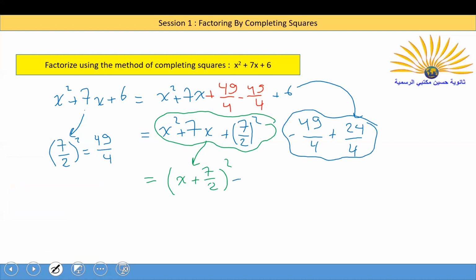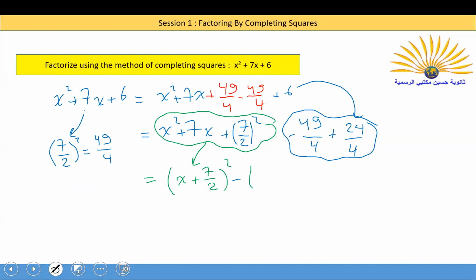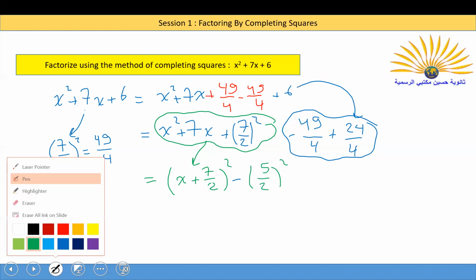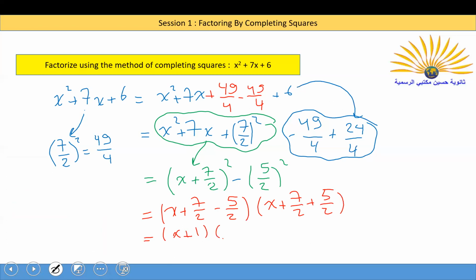If we change the 25 over 4 into a square, we get 5 over 2 squared. Now we can apply the rule of difference of squares. We get a minus b into a plus b. That is x plus 7 over 2 minus 5 over 2, x plus 7 over 2 plus 5 over 2. So the final answer is x plus 2 over 2, which is 1, and x plus 12 over 2, which is 6. X plus 1 into x plus 6.